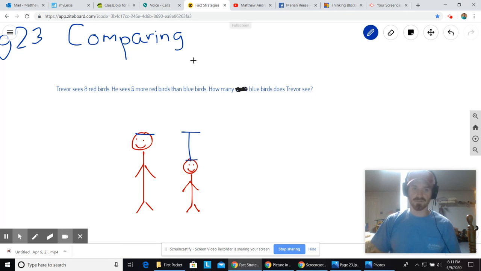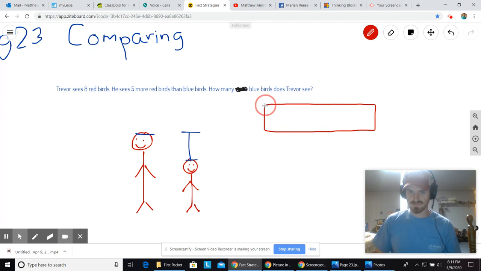Okay. So in this problem, it says Trevor sees 8 redbirds. Okay. Got that. He sees 5 more redbirds than bluebirds. That sounds like we're comparing bluebirds and redbirds. It says, how many bluebirds does Trevor see? So what I'm going to do is draw a rectangle for my 8 redbirds. Okay. So this means 8 redbirds.